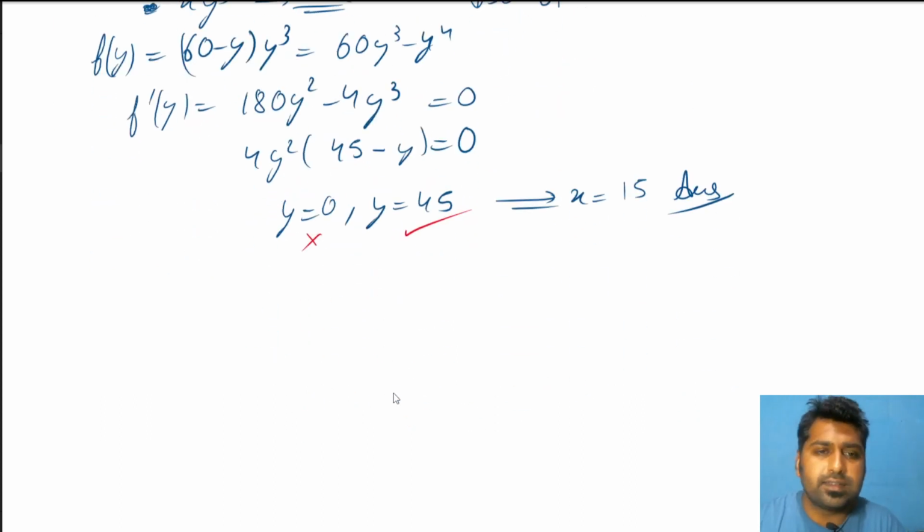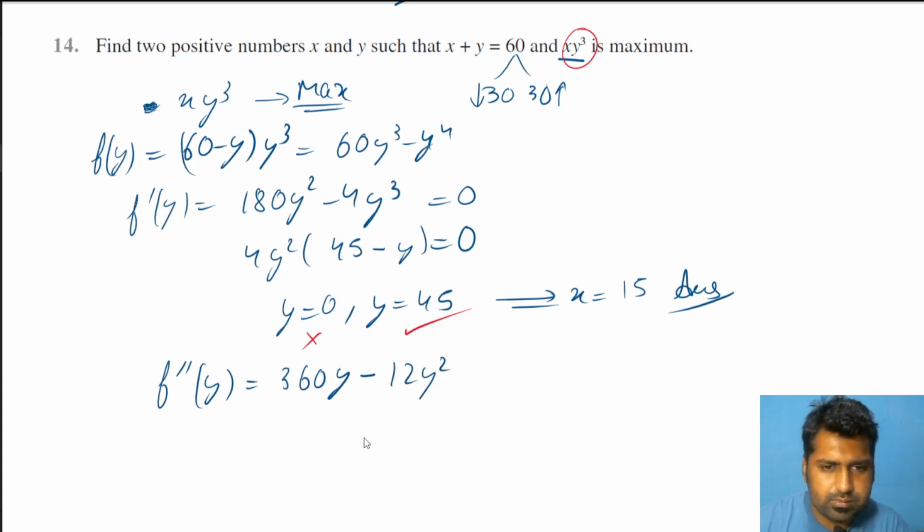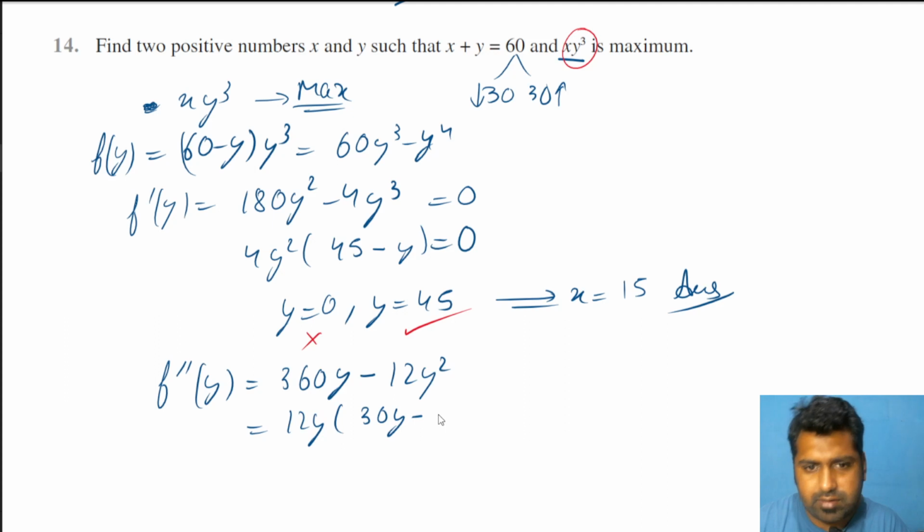But let's justify this again, that yes, at this value maxima and minima both can occur. So let's justify this with f double dash y. Let's differentiate this one more time: 180 into 2, 360y minus 12y square. Let's take 12y common, so I get 30y minus 1 inside. Now we have to check at y equal to 45.